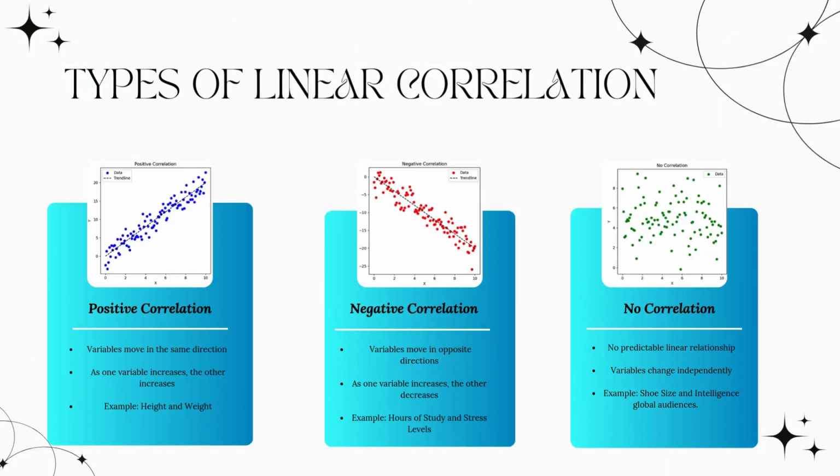Correlation comes in three main types. Positive correlation occurs when two variables move in the same direction. As one increases, the other also increases. A common example is the relationship between height and weight, where taller people tend to weigh more.